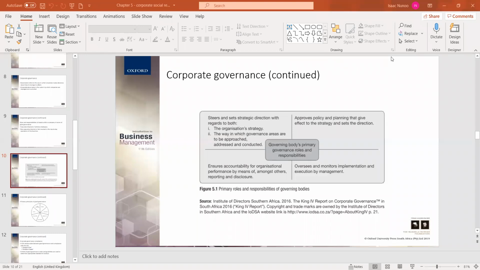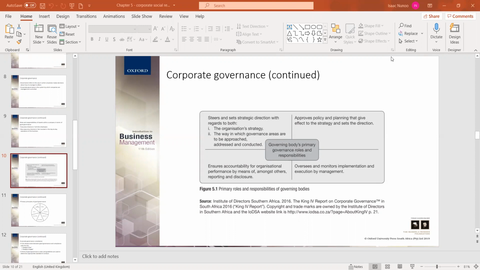So the board has responsibilities, and their primary responsibilities are in this chart. What are the primary roles of the governing boards? Let's take them. They steer and set strategic direction, with regard to both the organization's strategy and the way in which the governance areas are to be approached, addressed, and conducted. They also approve policies and planning and give effect to the strategy to set the direction.